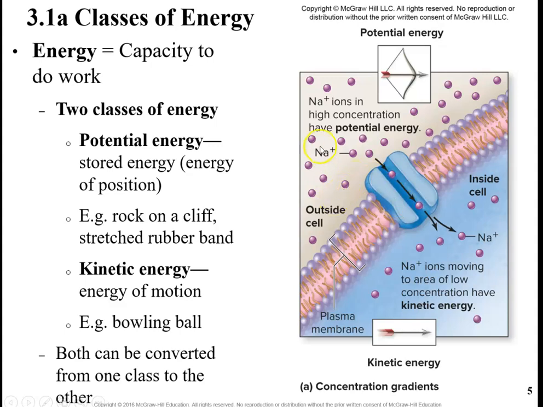Before it does, you'll notice this increased amount of ions on the outside results in potential energy being stored. Now, when this ion channel opens, that potential energy is converted into kinetic energy as the ions flow through the channel into the cell. And that's how ion gradients convert energy.